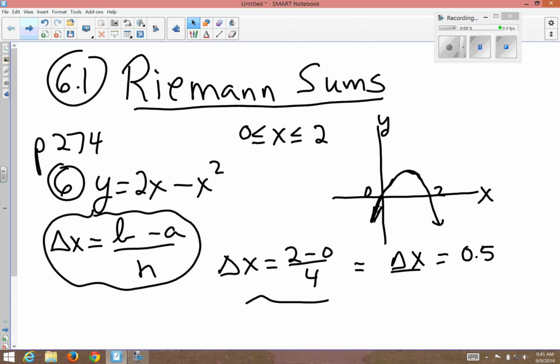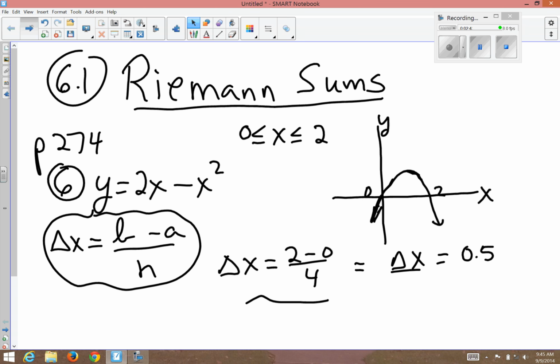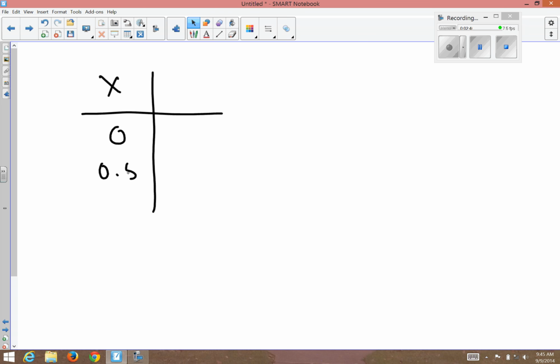Then we create a table of values where the x will be starting at 0. It's given. Change x by what we just calculated. Delta x is 0.5. So the next x we get by adding delta x. Add delta x again. Add delta x again. Add delta x again. And this is where we would stop because the interval is 0 to 2. The y column is y equals 2x minus x squared.